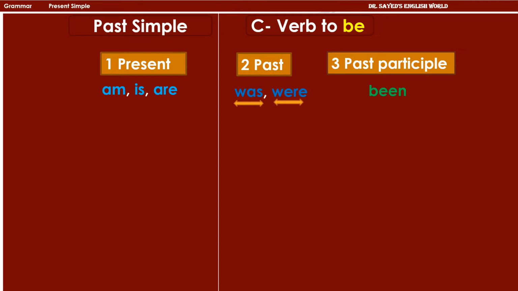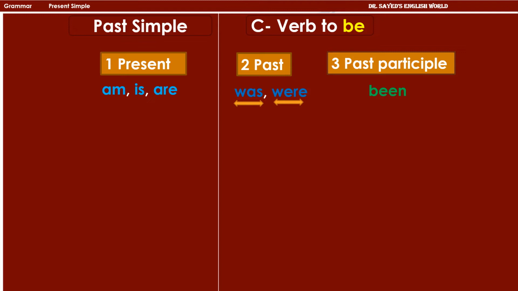طبعا خلونا نشوف verb to be في الماضي البسيط. قلنا أي فعل له ثلاث تصريفات. في المضارع عندنا am, is, و are. وفي الماضي عندنا was و were. وفي التصريف الثالث been. وطبعا طالما بنتكلم عن الماضي البسيط يبقى هنستخدم was أو were.